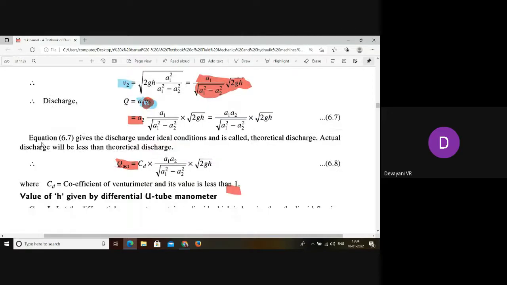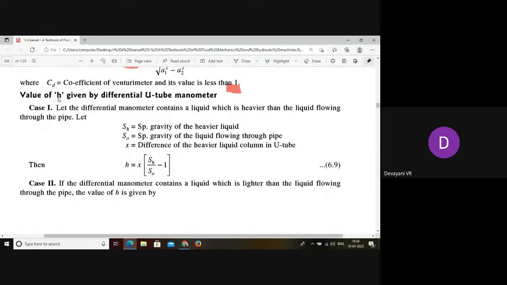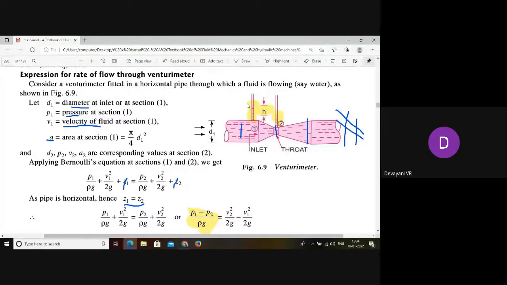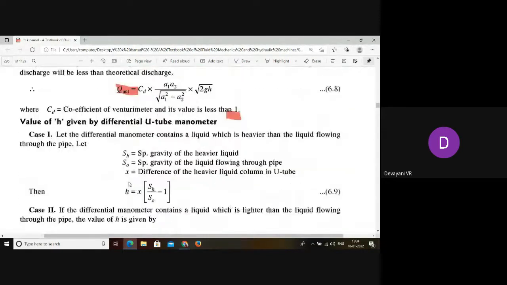Okay, so now let's calculate the value of h. So what is h here? h is nothing but the pressure head difference between two sections, isn't it? Suppose we use a U-tube manometer to calculate the pressure head difference between two sections, and in a U-tube manometer we can take two liquids. One is the heavier liquid and the other one is a lighter liquid.